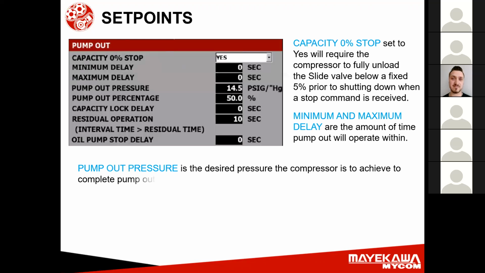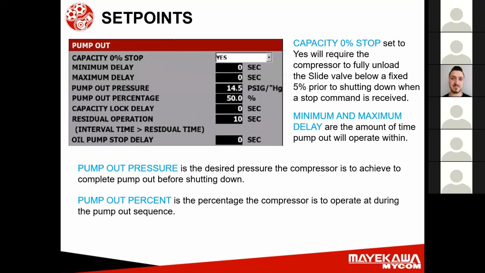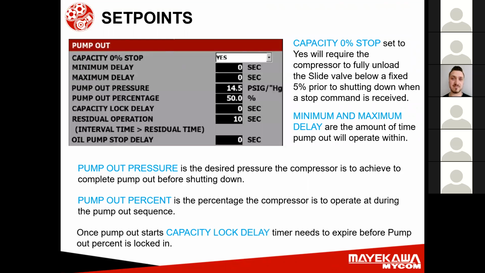Pump out pressure is the desired pressure the compressor is to achieve to complete pump out before shutting down. Pump out percent is the percentage the compressor is to operate at during the pump out sequence. Once pump out starts, capacity lock delay timer needs to expire before pump out percent is locked in.